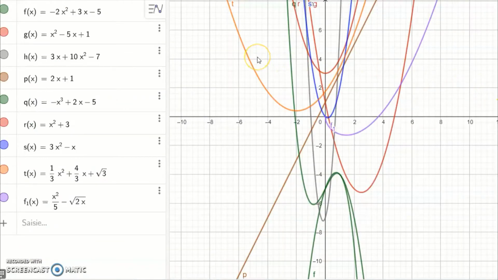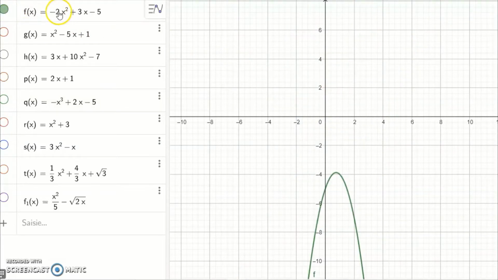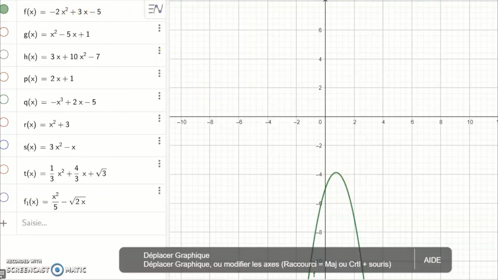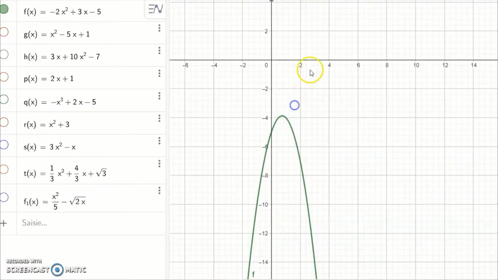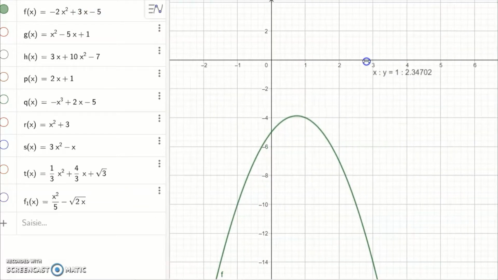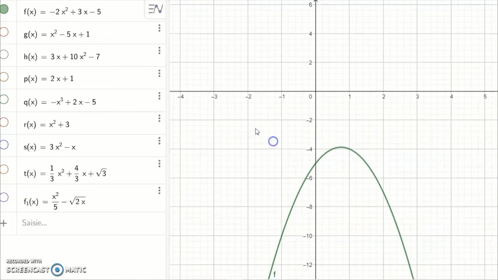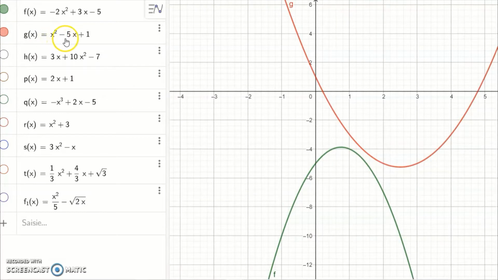So let's draw all these functions and see what quadratic functions have in common. First one, A, f of x is minus 2x squared plus 3x minus 5. We can see that this curve is a parabola. The second one, which is also a quadratic function, x squared minus 5x plus 1. It's the red parabola here.